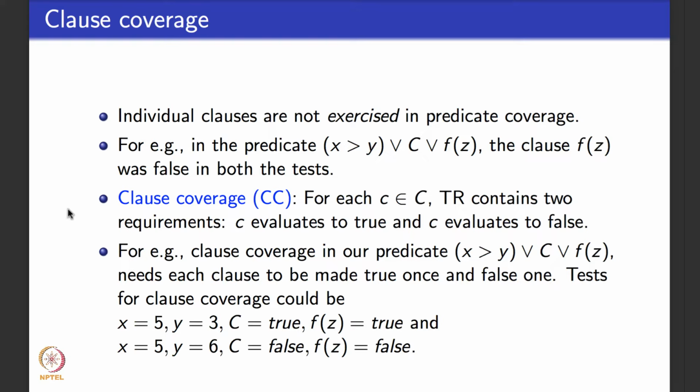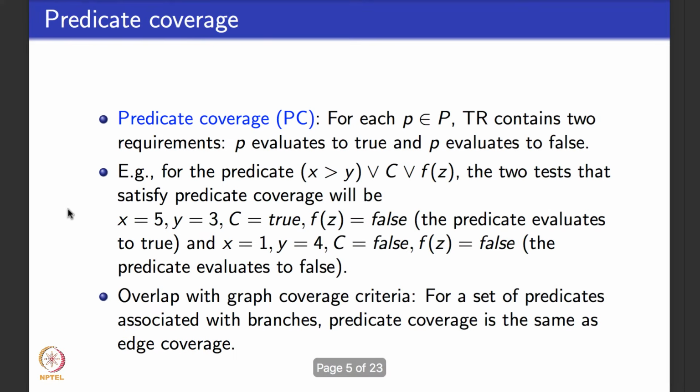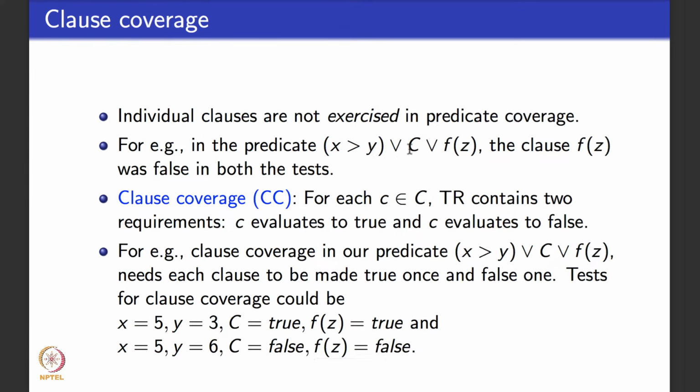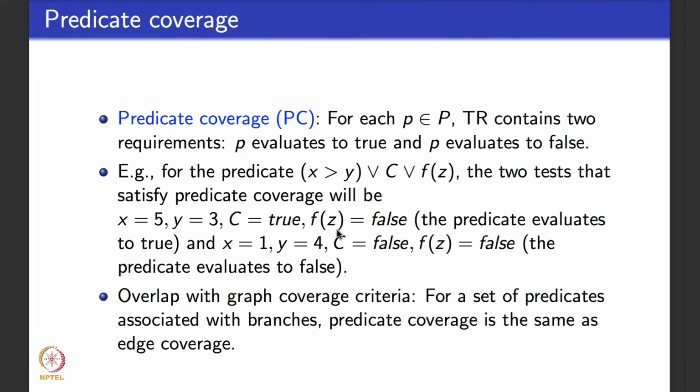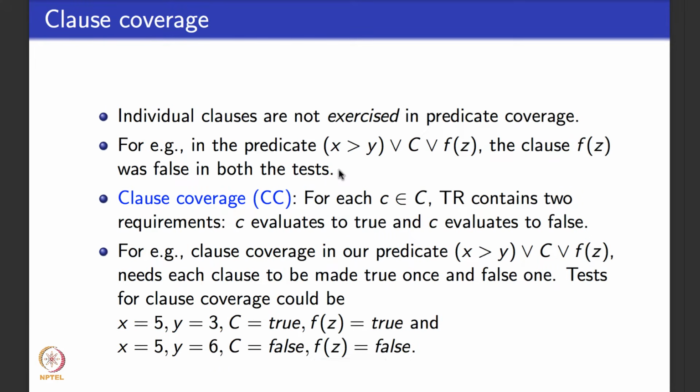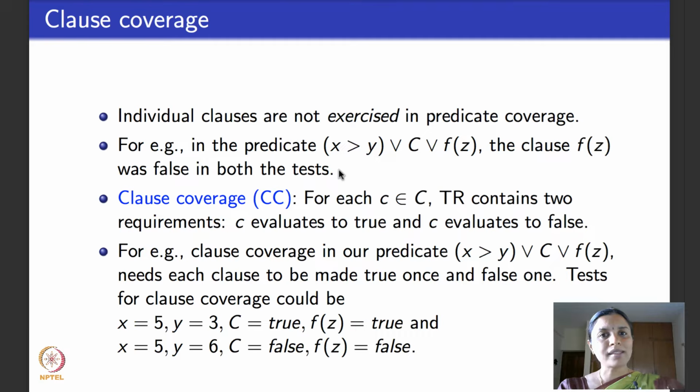Now, what is the disadvantage in predicate coverage? If you go back and see this example, x greater than y or c or f of z, this predicate coverage tests this entire predicate as a whole. And if we look at the test values that we assigned to achieve predicate coverage for that predicate, in both these sets of test cases, in the first one and in the second one, we had assigned f of z to be false. So it so happens that we have tested predicate coverage, but we didn't really exercise the clause f of z being true.